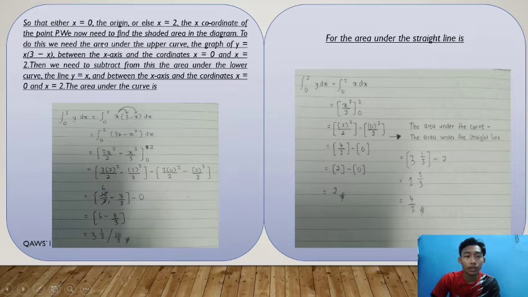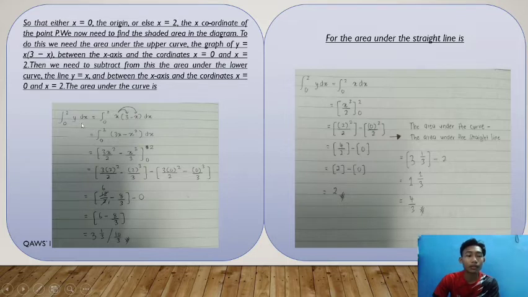We now need to find the shaded area in the diagram. To do this, we need the area under the upper curve, the graph of y = x(3 - x), between the x-axis and the coordinates x = 0 and x = 2. Then we need to subtract from this the area under the lower curve, the line y = x, between the x-axis and the coordinates x = 0 and x = 2.